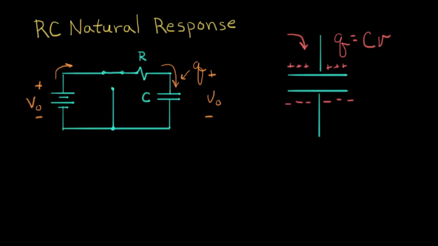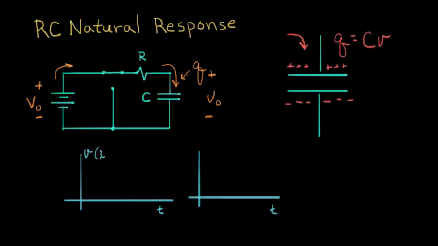So I want to plot that right now. We'll begin our sketch of what this response looks like. So this will be our time axis. This will be V of t, which is this voltage here. And this will be I of t. And we're going to label I of t to be this current here. And you'll see why I picked that direction in a minute.